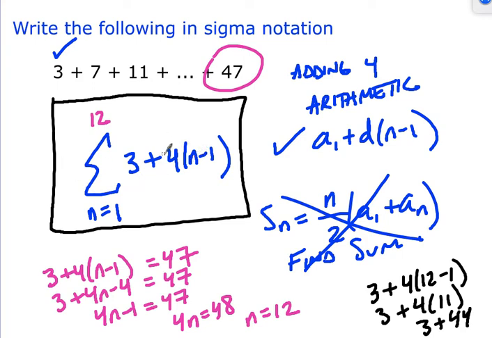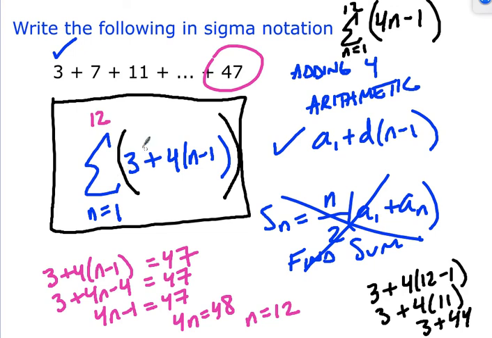Oh, and it would be totally fine as well if I wanted to put this in a more simplified form. So maybe I'll write it up here. So like instead of 3 plus 4n minus 1, if I distribute the 4 through and then combine like terms, I would have 4n minus 1 in parentheses like that. I should also do that here. I should put that in parentheses so I remember that all of this gets summed up.